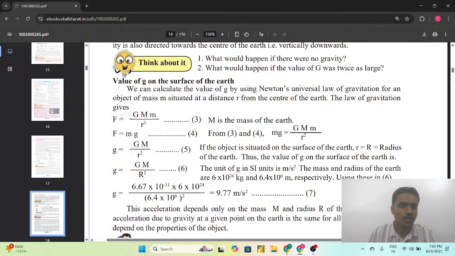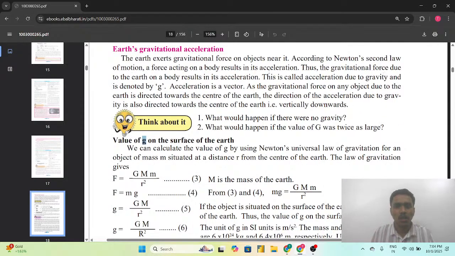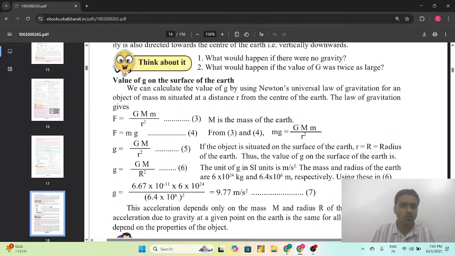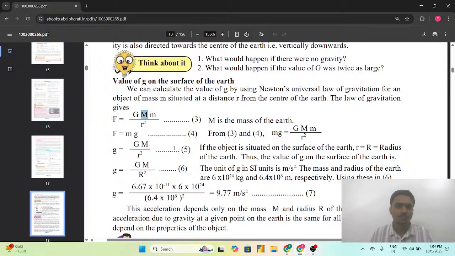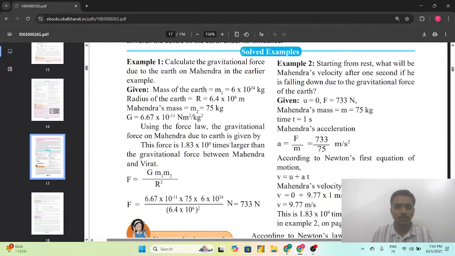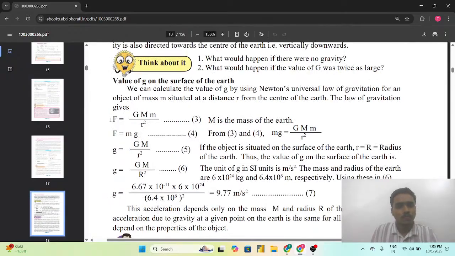The law of gravitation gives, from the universal law of gravitation, we derive this formula: F is equal to G m1 m2 upon r square. So we are considering here the capital M, as we are going to calculate the small g, and small g is the acceleration due to gravity which is acting due to the gravitational force. So here we are going to consider the mass of the earth. The mass of the earth, as we saw above, is 6 into 10 raised to 24 kg.